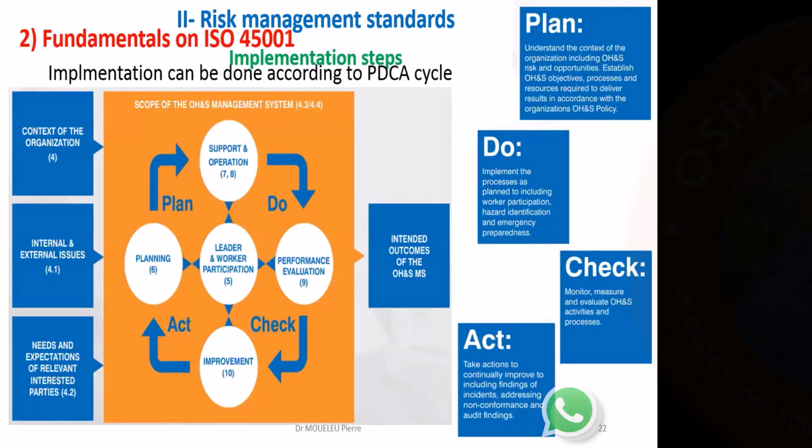And that implementation can be done according to PDCA that we have. And here in Plan, we understand the context of the organization, including occupational health and safety risks and opportunities, establishing occupational health and safety objectives, processes, and resources required to deliver results in accordance with the organization's occupational health and safety policy. We will implement the processes as planned, including worker participation, hazard identification, and emergency preparedness. We will monitor, measure, and evaluate occupational health and safety activities and processes that we are having. And Act will consist of taking actions to continually improve, including findings of incidents, addressing non-conformance and audit findings.